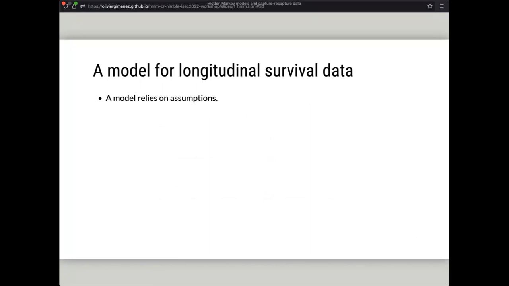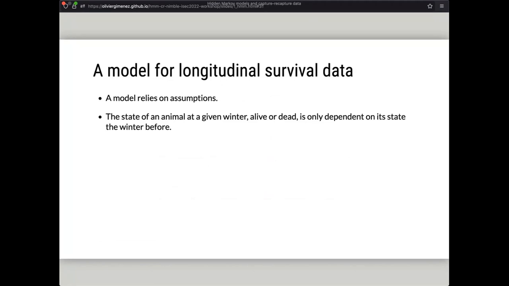And to build this model, we'll make some assumptions. First, we assume that the state of the animal in a given winter, alive or dead, is only dependent on its state the winter before, okay? Whether it was dead or alive the winter before. So in other words, its future depends only on the present, not the past. This is exactly what we use to define the Markov process. It doesn't have any memory. The future depends only on the present, not the past. Right, that's a Markov process.